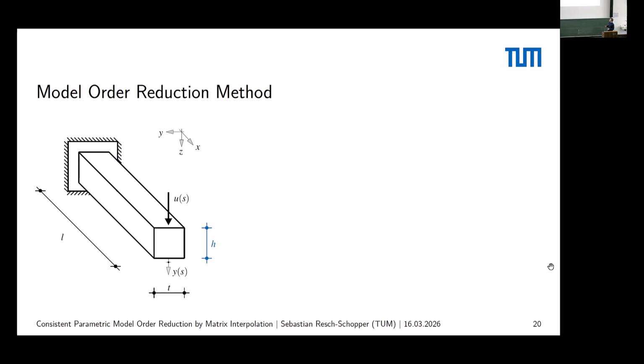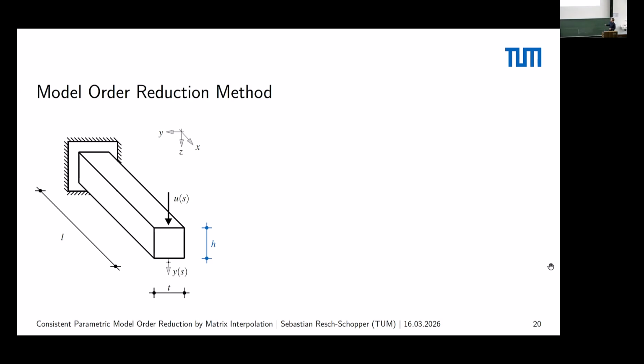It's just a beam that's clamped at one end. We apply a vertical load in z direction at the tip, and we also measure the displacement in z direction at the tip. Here it's depicted as a 3D model, but it's discretized just with 1D beam elements.